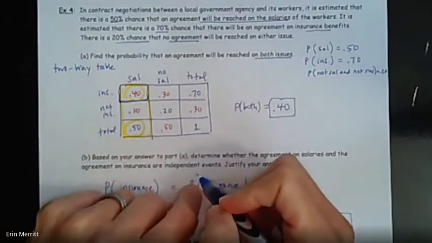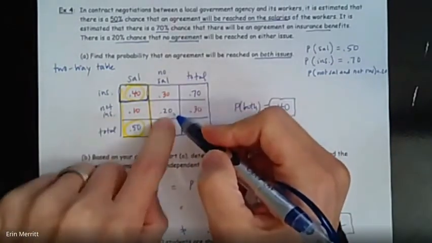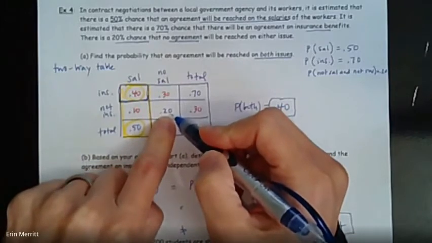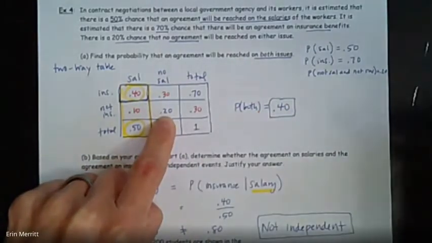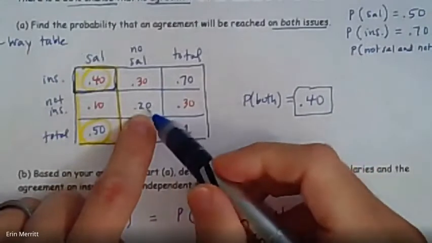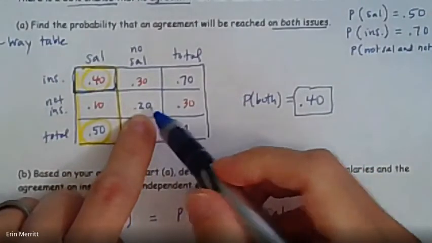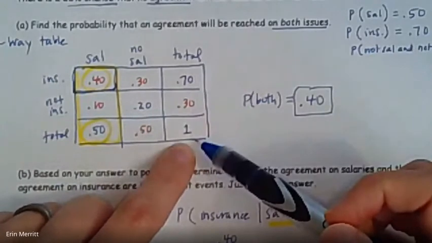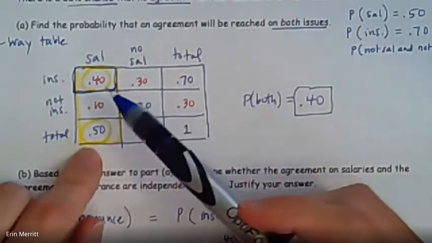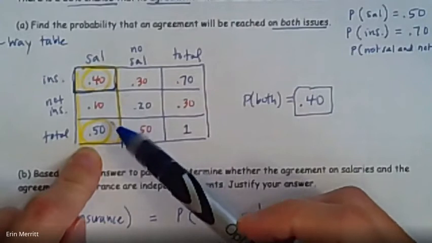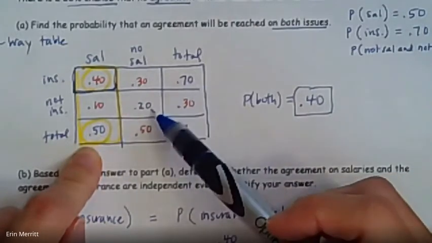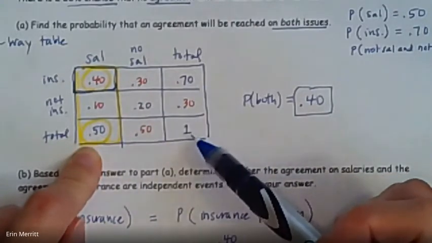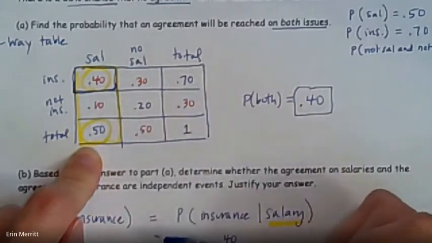The probability that neither happens, so no salaries, no insurance, that was the 0.20. That went right here. Let me zoom in just a little bit so you can see that better. All right. And then you have to know that when you're given probability, it always adds to 1. So those 4 squares, the 0.5, the 0.7, the 0.2, and the 1, that's enough to kind of backfill the chart.